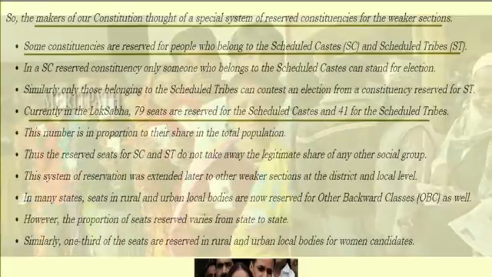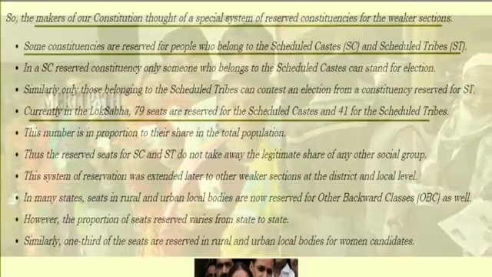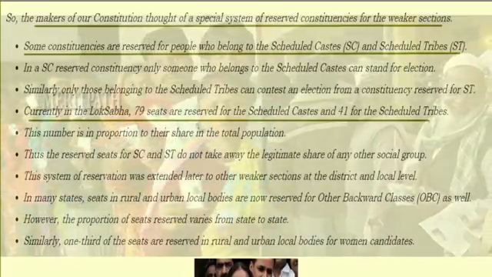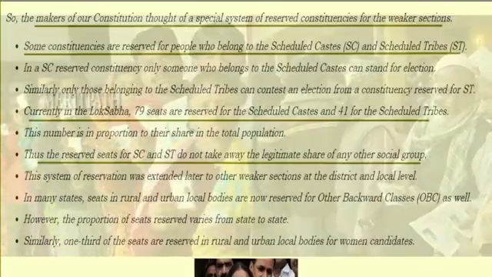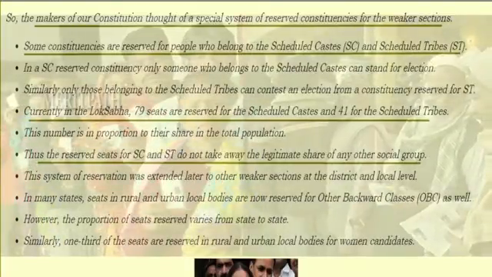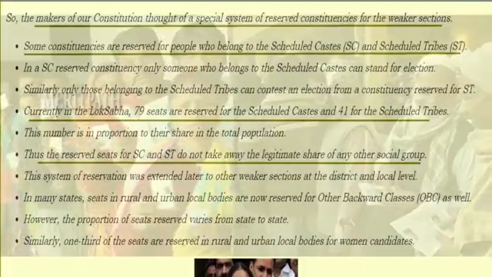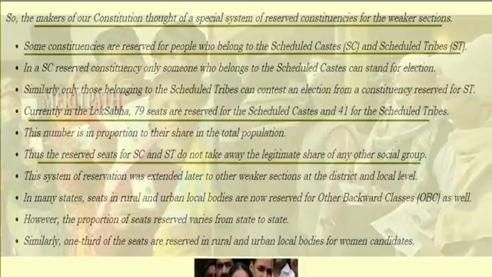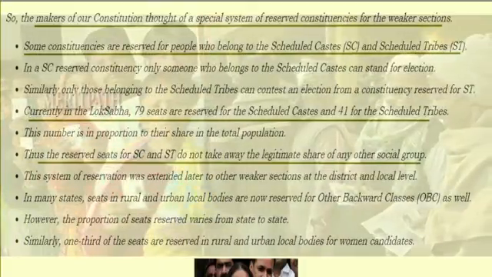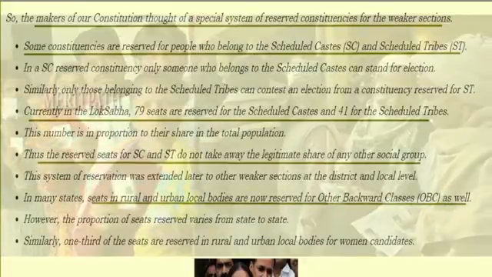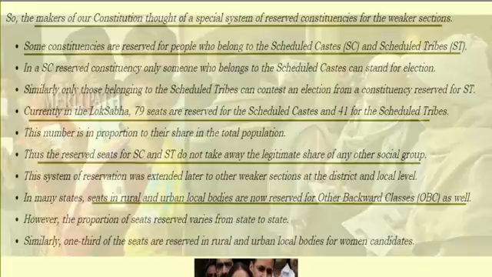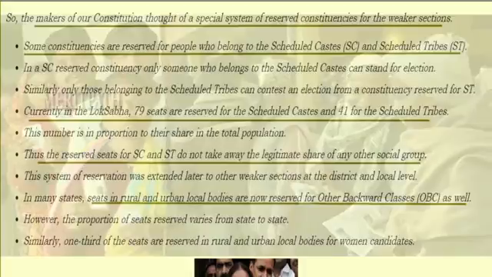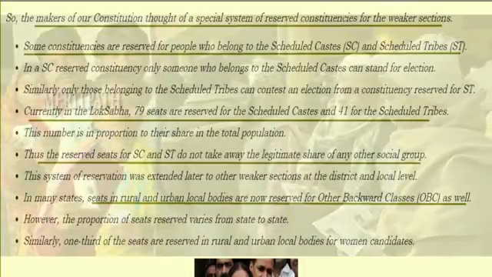Currently in the Lok Sabha, 79 seats are reserved for SC and 49 for ST. The number is in proportion to their share in the total population. Reserved seats for SC and ST do not take away the legitimate share of any other social group. This system of reservation was extended later to other weaker sections also at the district and local level. In some states, in rural and urban local bodies, seats are also reserved for OBC, other backward classes, as well. The proportion of reserved seats varies from state to state.